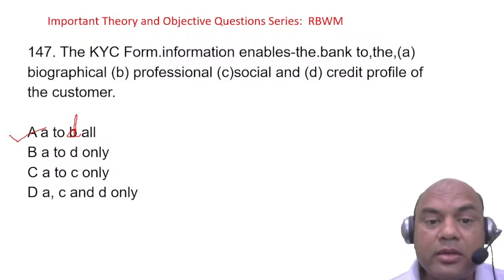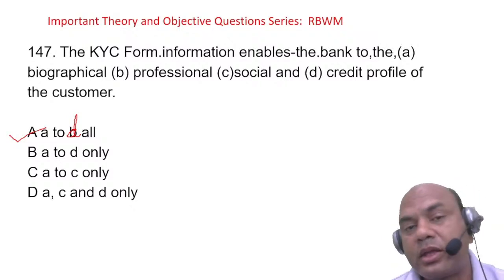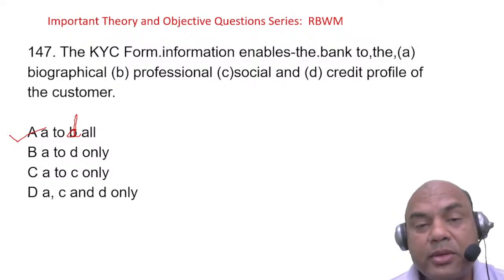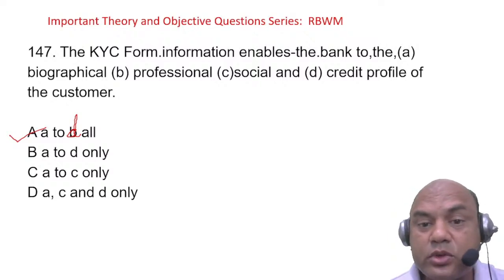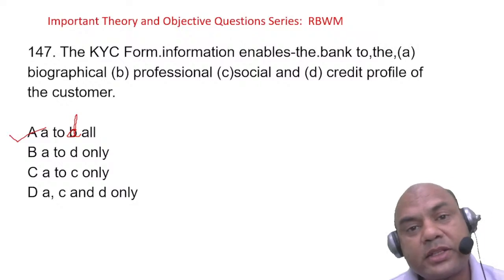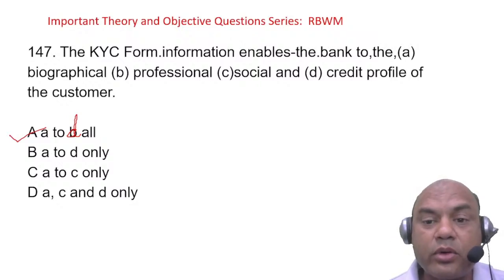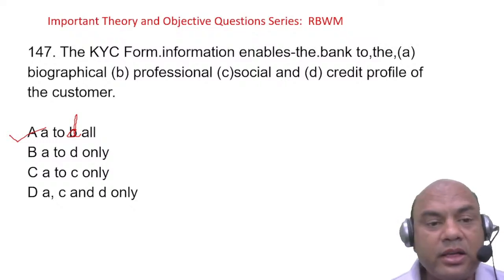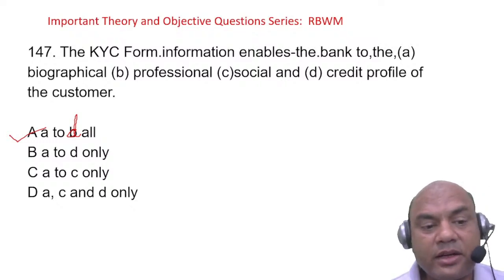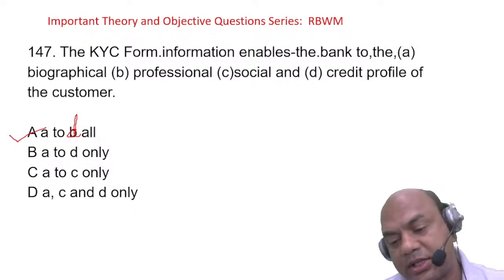So biographical, professional, whatever I am doing. What is my income level? So that is professional. Social means, as I gave you this example, what is my family status? Do I have a car? Do I have my own house? Credit profile, earlier loans. Okay, so the answer is A to D all.